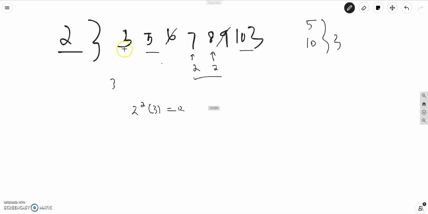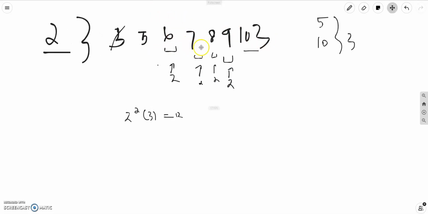And now let's suppose we don't include 3. So if we don't include 3, what happens? Well, since we're not including 3, we can put 6, we can put 9, we can put 7, we can put 8, or we could not put them. There are 2 choices for each of these. And this is because 2 times 6 is greater than 10, so it doesn't really matter whether we put it or not.